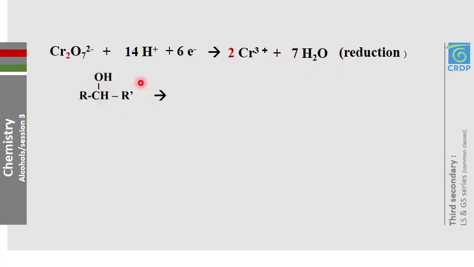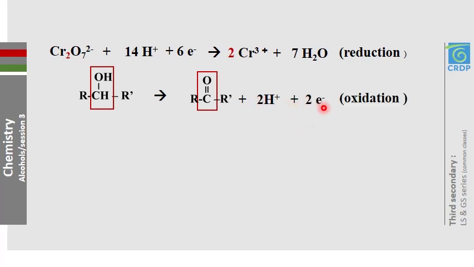Secondary alcohol, it will give us a ketone. Okay, listen, you remember R and R prime are not involved in the reaction, so don't look at them at all while balancing. Only look at this part of the reaction. So you have only to add 2H+ and 2 electrons. This is oxidation.